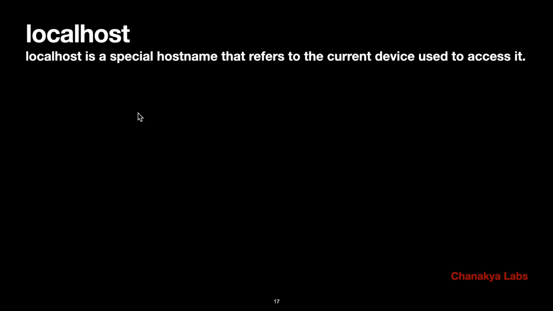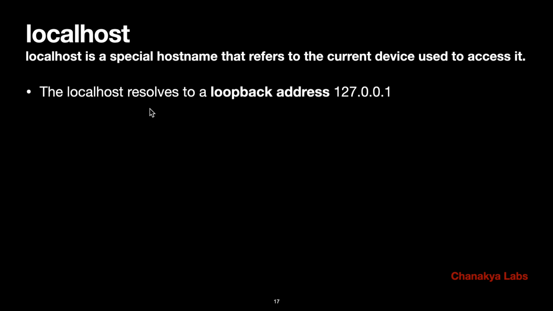Okay, now there is a special type of host name called localhost. Now that localhost is a special host name that refers to the current device used to access it. This is a special one, right? Which means that whenever I will use this host name, I will always fall back to my own device, right? So for example, you are developing, you are doing a local testing or anything, you just want to get your current device. So this is the purpose of it.